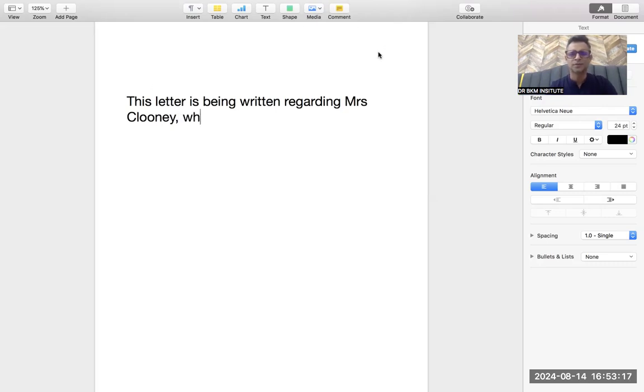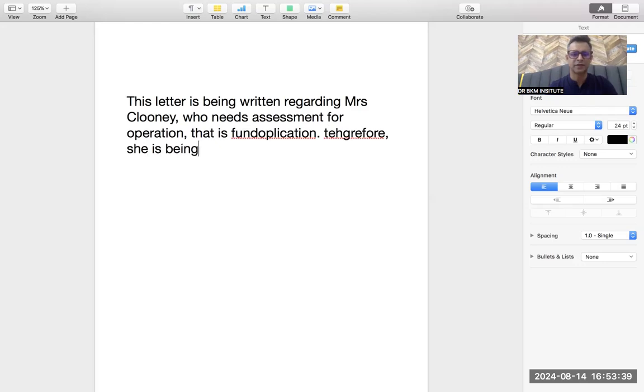This letter is being written regarding who needs assessment for operation, that is fund application. Therefore, she is being referred under your expertise. Easiest way of passing OET.